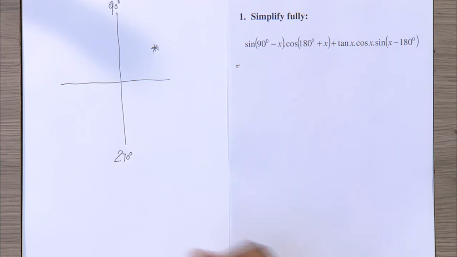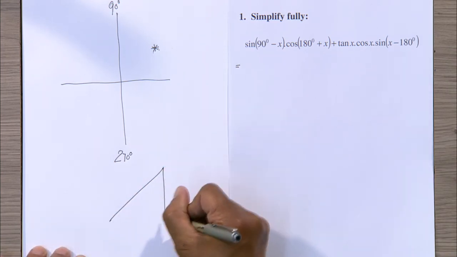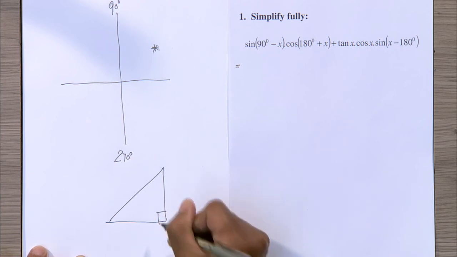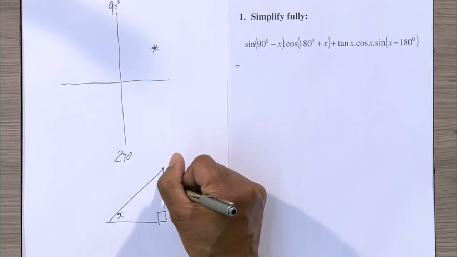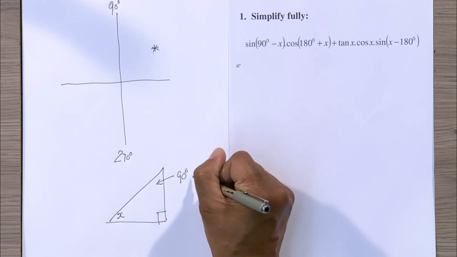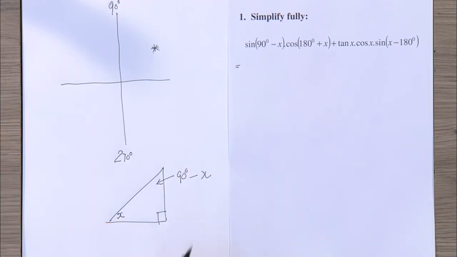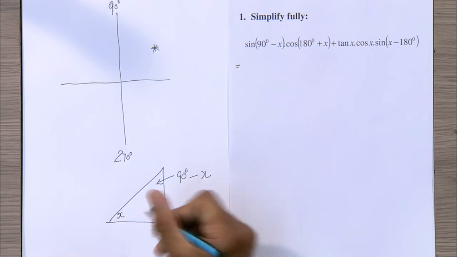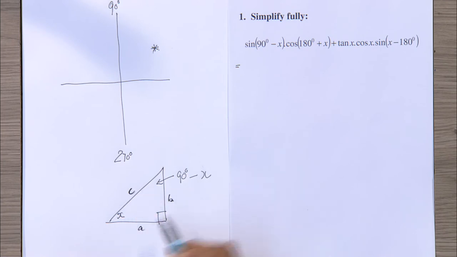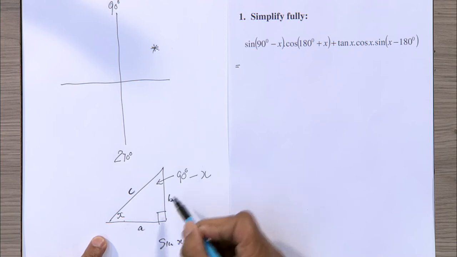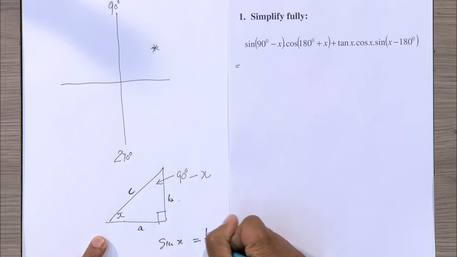And what comes into play is the complementary angles, because 90 degrees minus x and x itself are complementary. If I can just show you quickly here, for instance, if that is my right angle triangle and I make this angle x, then surely this angle is 90 degrees minus x. Let me just make these sides A, B, and C. Then the sine of the angle x, which is opposite over hypotenuse, is B over C.